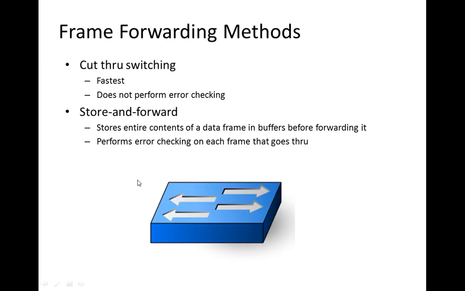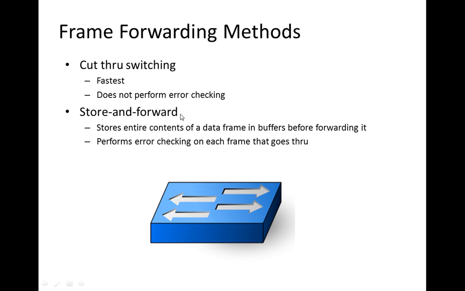Switching table. Then we have these two frame forwarding methods: cut through and store and forward. When a data frame hits the switch with cut through switching, as soon as that data frame hits the switch, zip, the switch pushes it right through, doesn't do any error checking. Store and forward: the switch stores the entire contents of the data frame in buffers before forwarding it and performs error checking on each frame that goes through. So this one's faster, this one's safer.